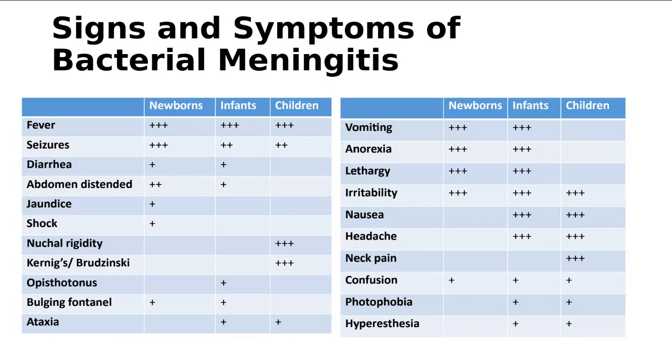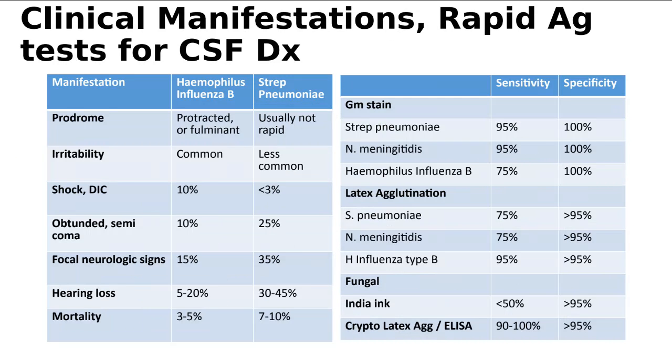When you look at vomiting, anorexia, and lethargy, these are seen more commonly in the newborns and infants, whereas irritability is seen in all three. Nausea and headache is seen in infants and children, whereas neck pain is seen very commonly in the children with neck stiffness. And then they have a potpourri of confusion, photophobia, and hyperesthesia.